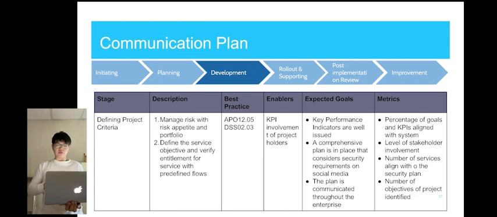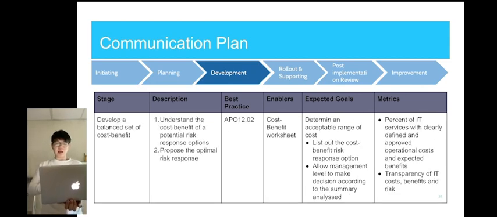Third, on the development stage, we would like to define project criteria. For example, the key performance indicators, and a comprehensive plan should be in place to consider the security requirements on social media. The plan should also be communicated throughout the entire enterprise, from the top management level to the front line. And second, we would like to develop a balanced set of cost-benefit plans to determine the acceptable range of the cost to resolve the problems that have arisen from social media, list out the cost-benefit risk response options, and find the most optimal risk response option.